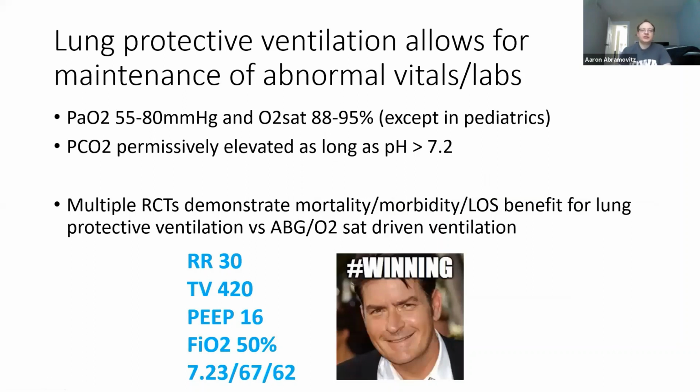So the lung protective ventilation being the primary goal means that it's okay to maintain abnormal labs and vitals. So PaO2 of 55 to 80 and an O2 sat of 88 to 95 is okay in these patients. Permissive hypercapnia as long as the pH is greater than 7.2 or 7.25. And this is because multiple studies have shown mortality, morbidity, and length of stay benefit for lung protective ventilation versus oxygen saturation driven ventilation. And so you can have an ARDS patient with these settings here and this blood gas, and you can be winning like Charlie Sheen is.